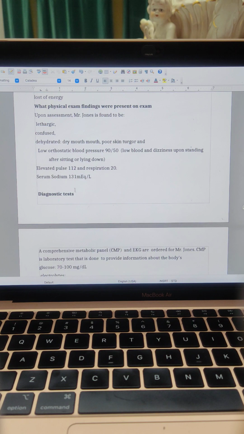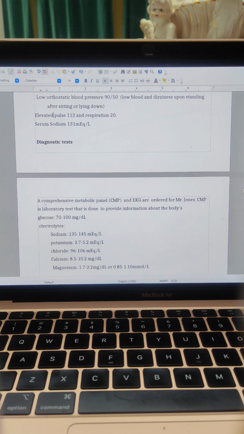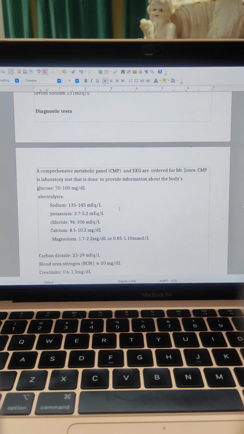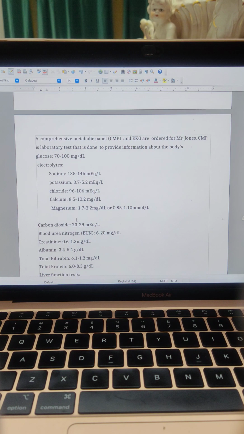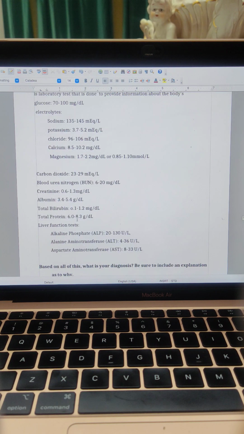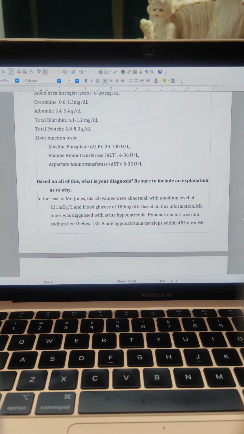per liter. So some diagnostic tests that can be done for Mr. Jones in this case would be a comprehensive metabolic panel or an EKG. Sodium affects the muscles, including the heart muscles as well, so EKG testing will be appropriate. So these are just the various labs that are done with the CMP, and these are all the normal values. I'm not going to read through all of this. This is just for education purposes. And I'm going to just scroll down to the next section.